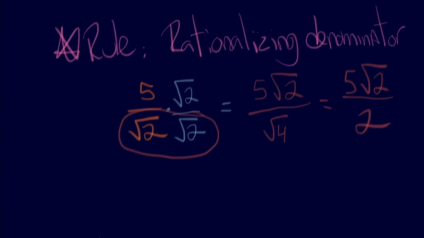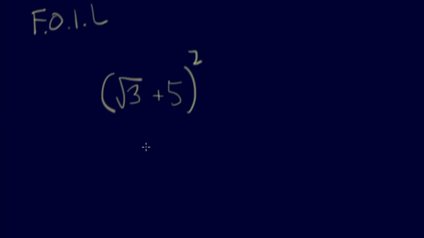We're going to do one more, which would definitely be one of the more challenging questions, and it's going to involve FOIL. So we'll do this one for fun. This is FOIL: first, outside, inside, last. This is when you're multiplying binomials. So I'm going to show you this as the square root of 3 plus 5, squared. That means the square root of 3 plus 5 times the square root of 3 plus 5.